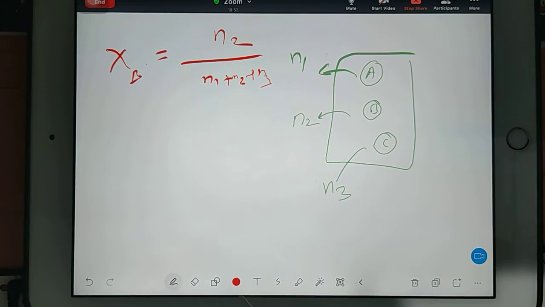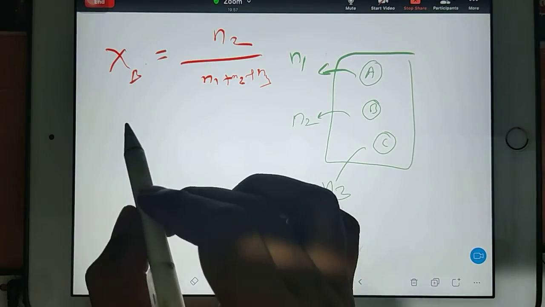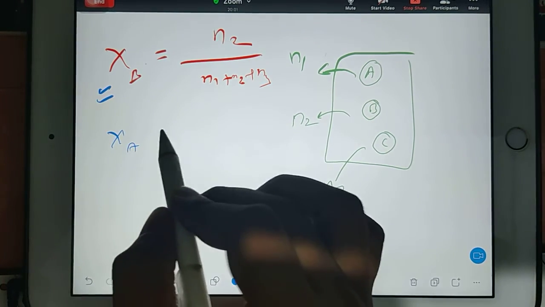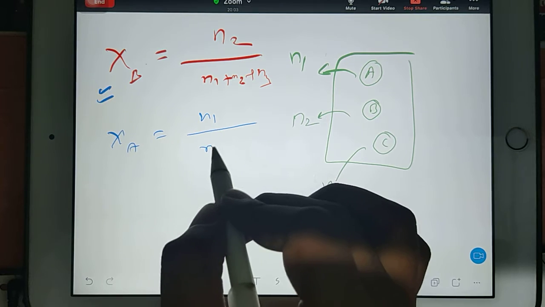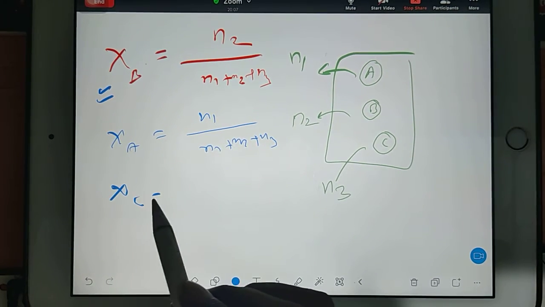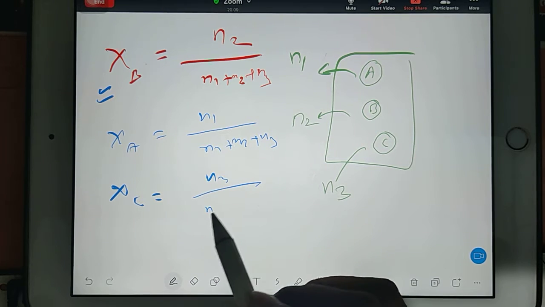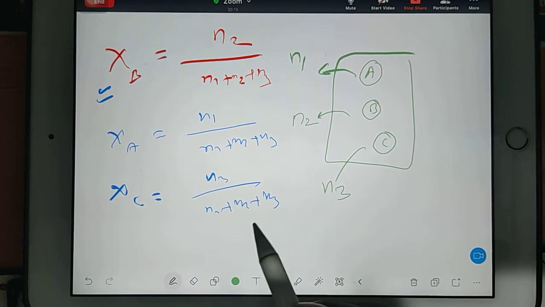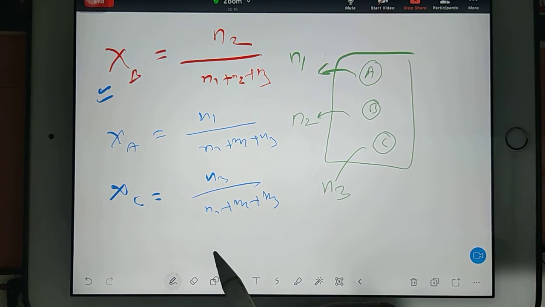In the same way we will find out mole fraction for everything. And the best part you should keep in mind: suppose you are finding out XB, you also find out XA. It will be N1 by N1 plus N2 plus N3. You again find out for C. Your XC is N3 by N1 plus N2 plus N3. Actually, this gas mixture topic is very easy.